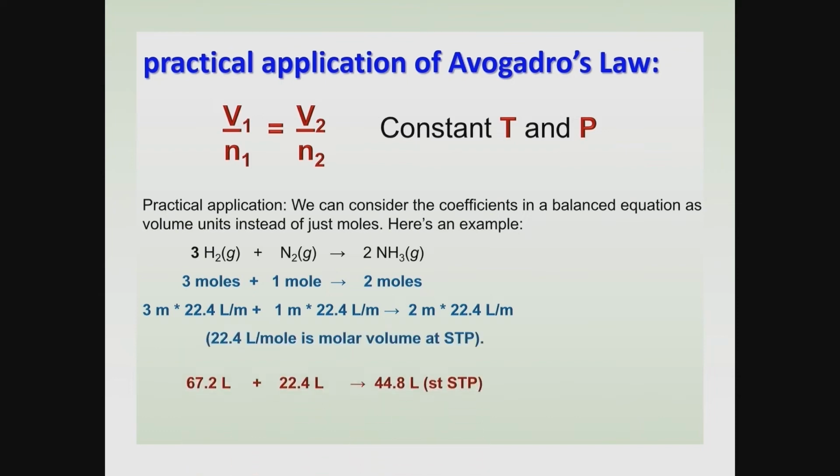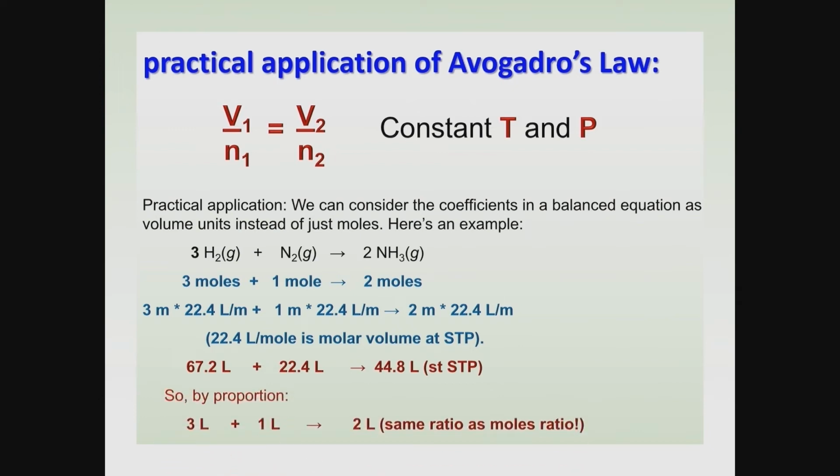What you can see is that when you do that multiplication, for example, of hydrogen, you get 67.2 liters. When you do that for nitrogen, you only have 1 mole there in that equation. You multiply by 22.4 liters per mole, you get 22.4 liters. And so for ammonia, you have 2 moles there. You multiply that by 22.4, you get 44.8. But what you might notice is that all these numbers reduce to the original mole ratio.